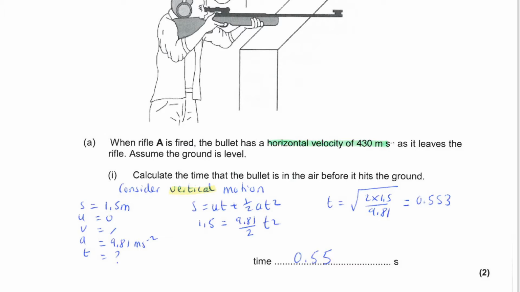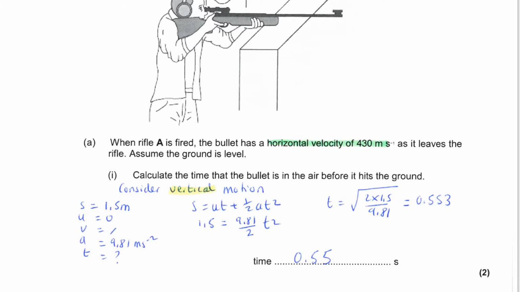So here you can see that it fell a distance of 1.5 metres. The initial vertical velocity would be 0. We don't know the final velocity. The acceleration will be the acceleration due to gravity, and we want to know the time for this fall.